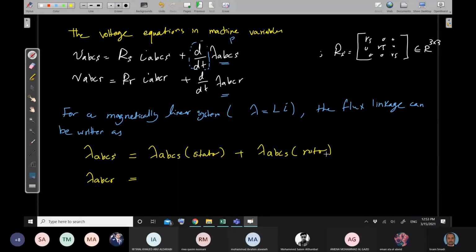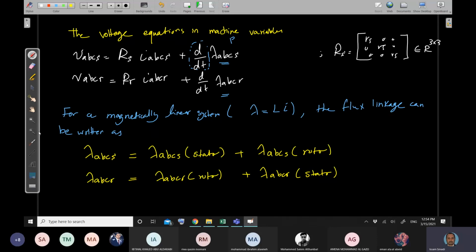What about the lambda ABCR? The same, which is lambda ABCR in the rotor plus lambda ABC, what's it called, in the stator, right? So simply here you can say that it consists of two parts. One due to the current in the rotor itself, which is lambda ABCR due to the rotor, plus lambda ABCR due to the stator.